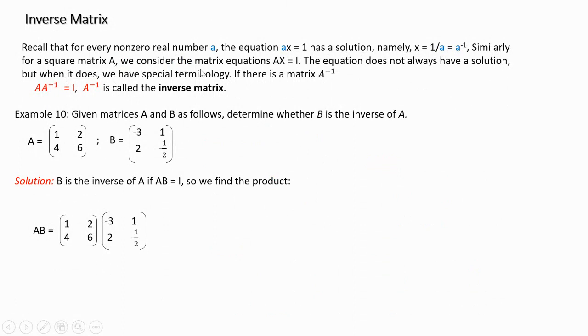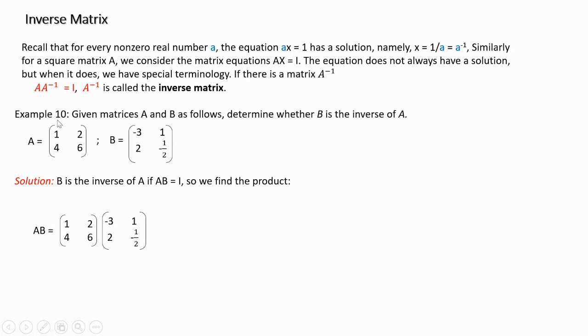Similarly, for the square matrix A, we consider the matrix equation AX equals the identity. The equation does not always have a solution, but when it does, we have a special terminology. If there's a matrix, this means the inverse. This means A inverse, which means the inverse of matrix A. So the matrix A times its inverse is equal to the identity, and A inverse is called the inverse matrix. So the inverse matrix of A will be A inverse, and in a similar fashion, the inverse matrix of B will be B inverse.